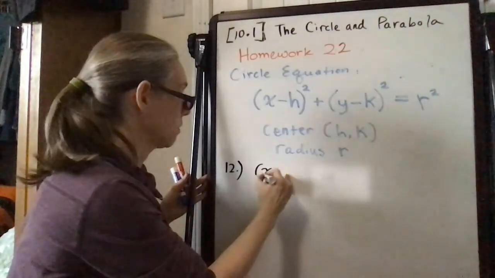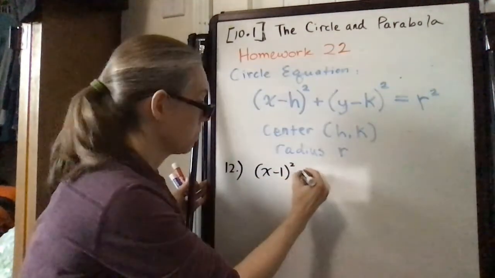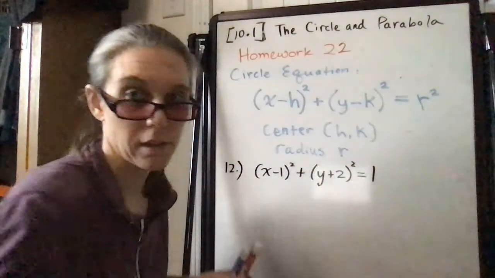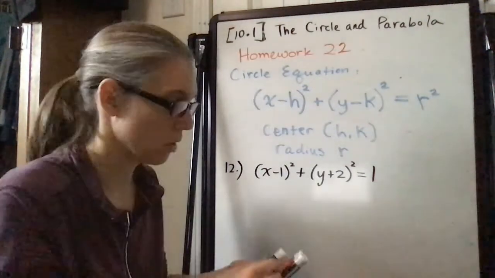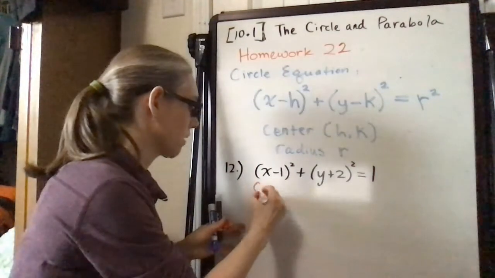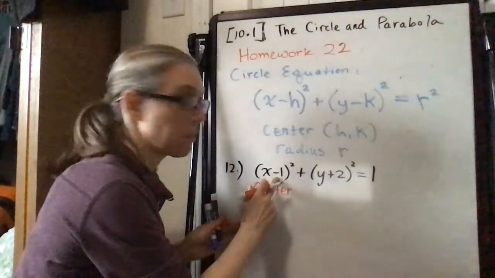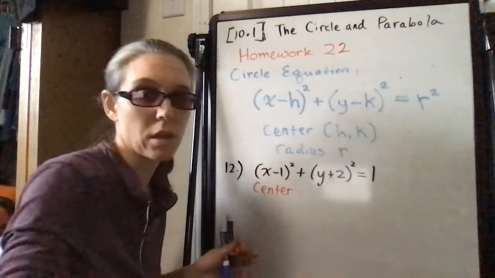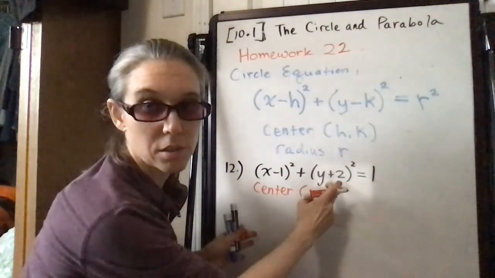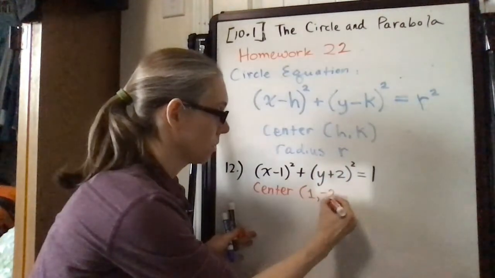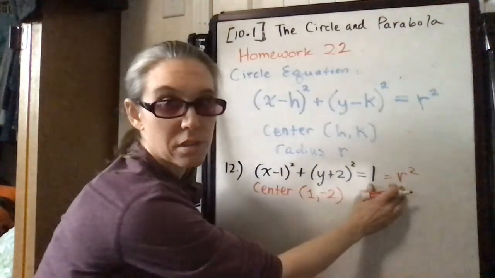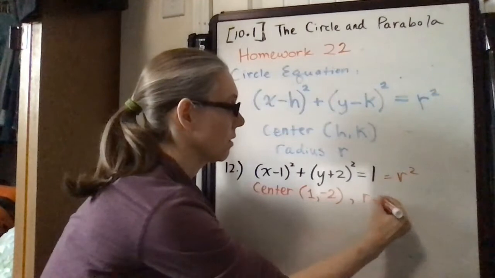We are given (x minus 1) squared plus (y plus 2) squared is equal to 1, and we need to graph it on MyOpenMath. Okay, so first what you need to do is figure out the center and the radius. So the center, you're going to take the opposite of these numbers. If it says minus 1, you do plus 1. And if it says plus 2, that means minus 2. So the center is at (1, negative 2). This is r squared, and of course the square root of 1 is 1, so the radius is 1.